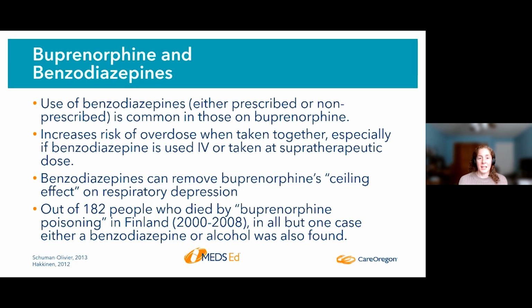As an interesting side point, Finland is one of the few countries where the most common opioid of misuse is buprenorphine itself, which is kind of interesting. But it is a risk: combining buprenorphine with CNS depressants does increase overdose risk.